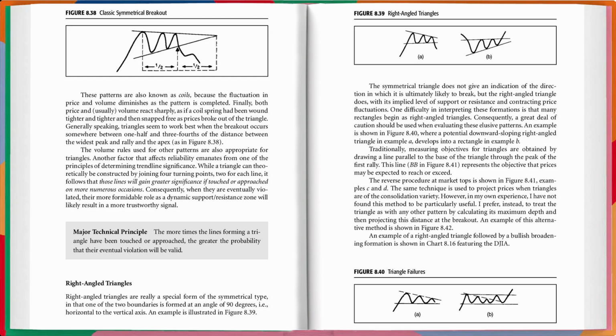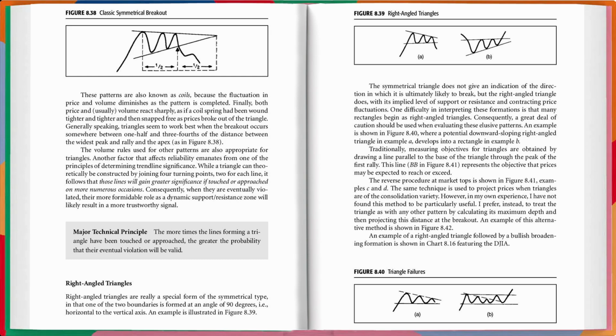One difficulty in interpreting these formations is that many rectangles begin as right-angled triangles. Consequently, a great deal of caution should be used when evaluating these elusive patterns. An example is shown in Figure 8.40, where a potential downward-sloping right-angled triangle in Example A develops into a rectangle in Example B.